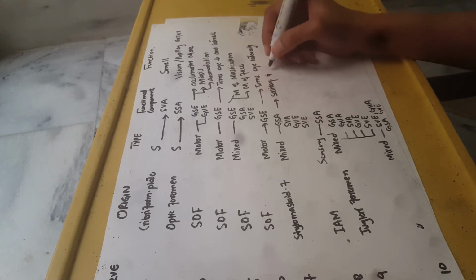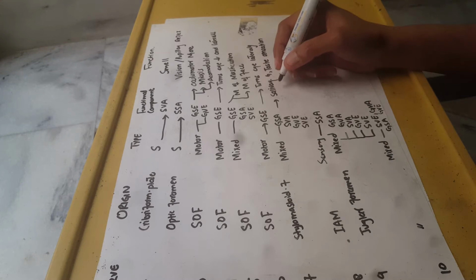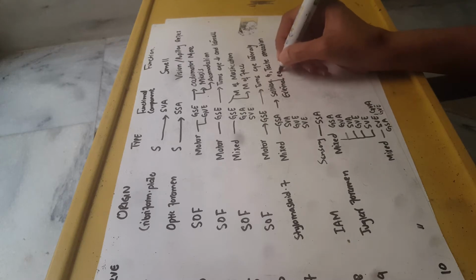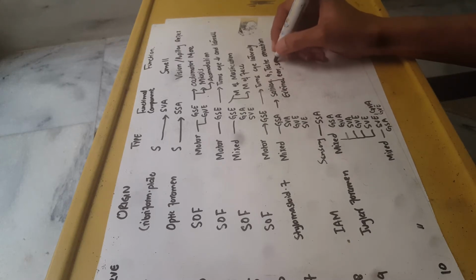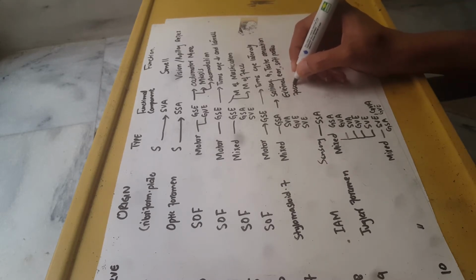It has taste sensation. It is supplying the salivary glands and carrying taste sensation. It also supplies the external ear. It also supplies the soft palate, and it also supplies the facial expression muscles.